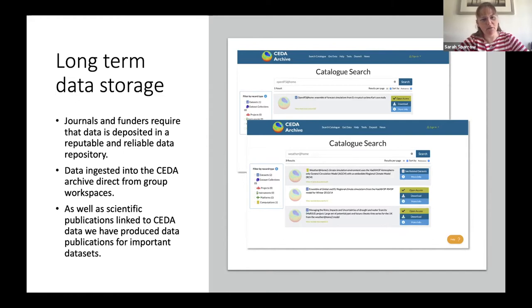So being able to easily move data from the group workspaces into the CEDA archive is very, very useful. And the way in which we've done this is not only to deposit data into the CEDA archive, but we've also produced data publications for important data sets that back up this use of the data deposited in CEDA.